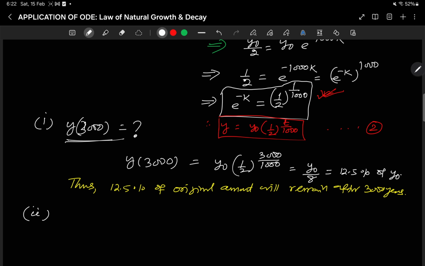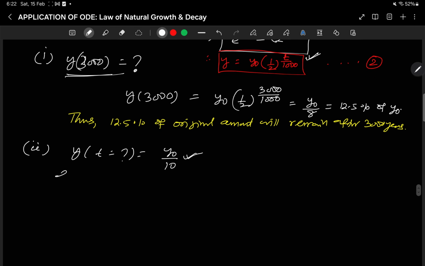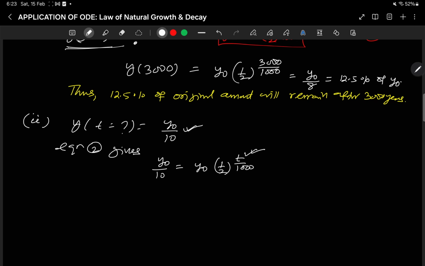Now coming to 2i. It is asked y of what is y0 by 10. Okay, so let us use this in equation 2. Equation 2 gives your y0 by 10 is equal to y0 into half to the power t by 1000. So we simplify to get the value of t. So y0 cancelled on both sides. So my half to the power t by 1000 will be 1 by 10.